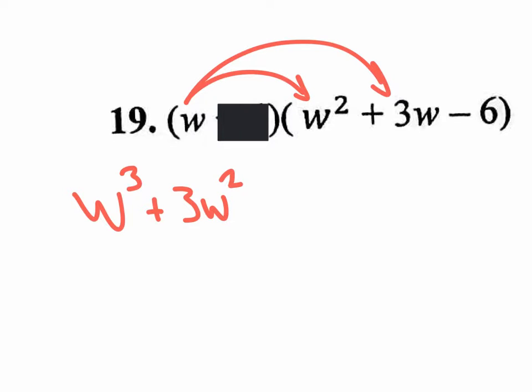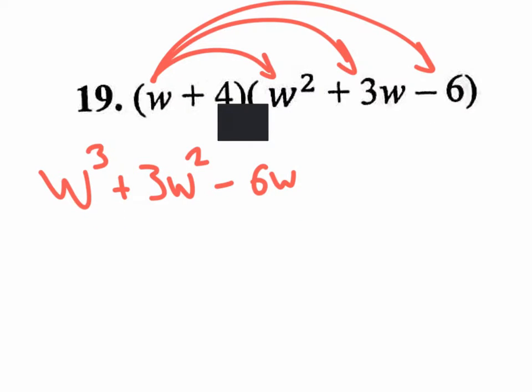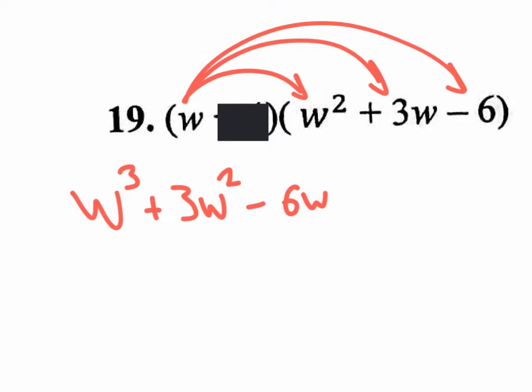You guys follow me? Yes. W times negative 6, what is that? Negative 6w. Okay, so we've distributed one term. We've distributed the w to all three terms. So now let's ignore the w and distribute the positive 4. So you could go positive 4 times w to the second.